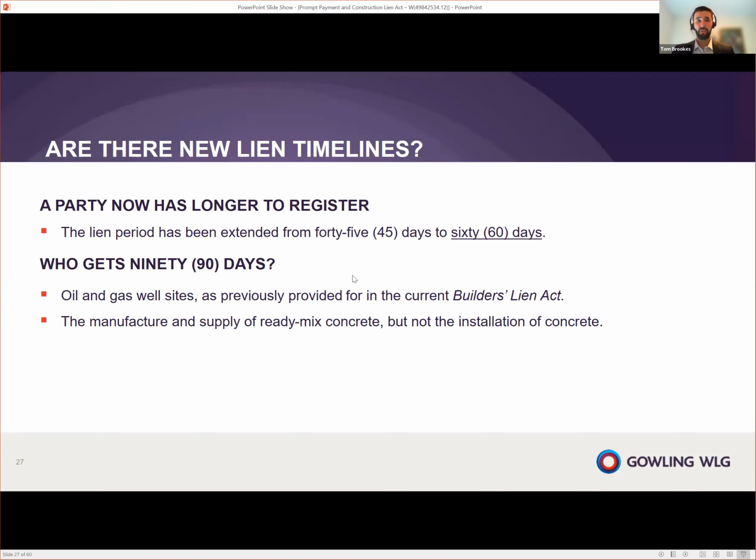So what has changed are some of the timelines. In general, the timeline for registering a builder's lien has changed from 45 to 60 days. There are two exceptions. The first exception is presently in the Builders Lien Act, and it is for oil and gas wells. They get 90 days to register their builder's lien. The one that's added, and this is important, is that the manufacture and supply of ready-mix concrete, but not the installation of concrete, also gets a 90-day builder's lien period. And this will have some implications that we'll shortly discuss.